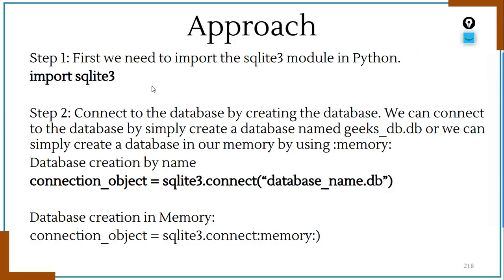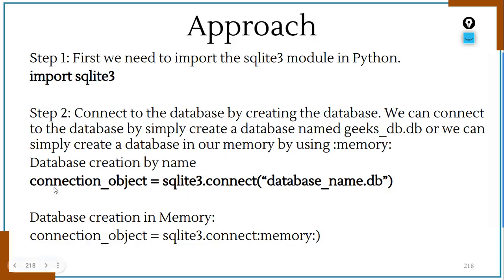First of all, the first thing we need to do is import the sqlite3 module in Python. Now many times it happens that we need to install it, even though it is inbuilt. Sometimes we need to install it externally, with the command pip install, which we'll see later on. So before importing we need to install the sqlite3 module in Python. While writing a program for connecting with the database, we need to import this particular sqlite3 package or module. Second, connect to the database by creating the database.